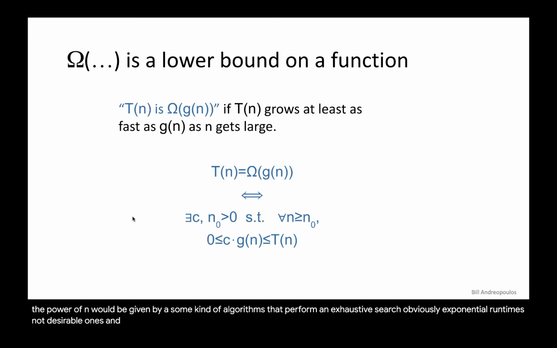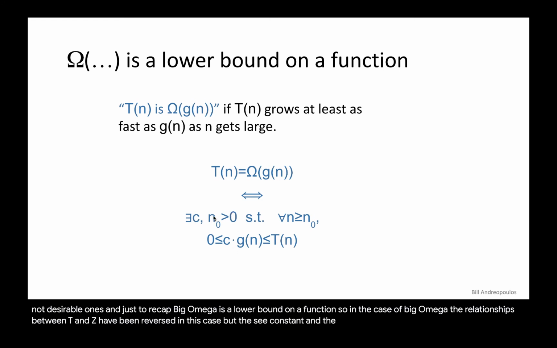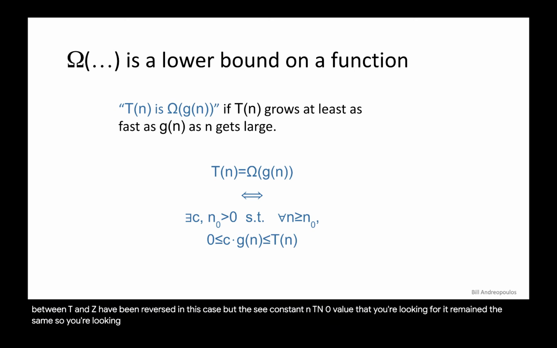And just to recap, big omega is a lower bound on a function. In the case of big omega, the relationships between T and g have been reversed, but the c constant and the n0 value that you're looking for basically remain the same. So you're looking for a constant c and an n0 value such that you can describe a lower bound on your runtime T(n).